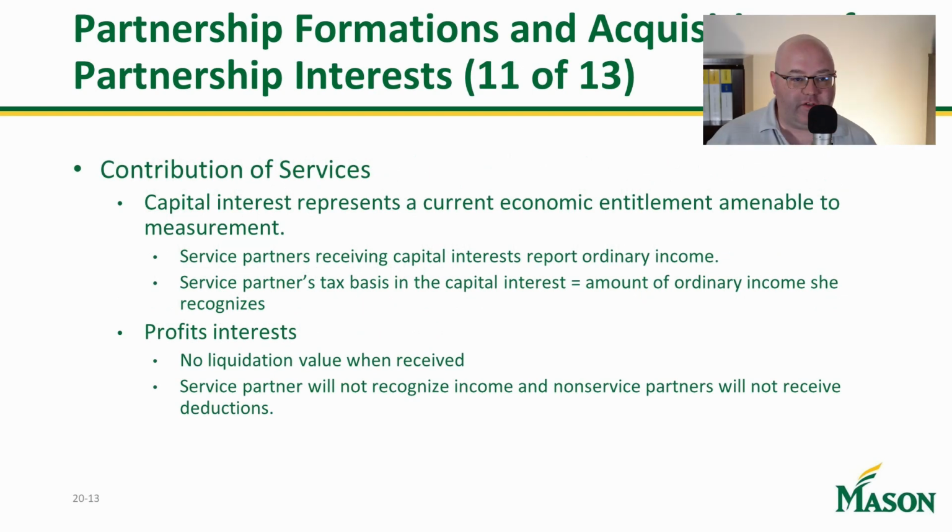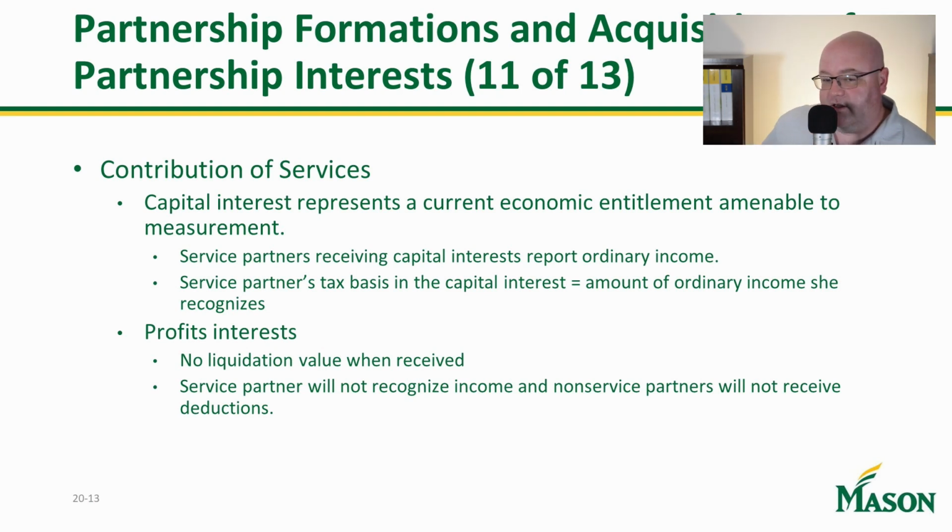So, contribution of services: a capital interest represents an economic entitlement amenable to measure. Service partners receiving a capital interest report ordinary income. That's the bad news about this. Say you contribute an asset to get your capital interest, and you decide you're going to do 50-50 with the other partner. What's going to happen is he has to report that as ordinary income. So I always tell people, don't do this capital interest 50-50. Always do it based on how much money they put in. And that's going to be the big thing.